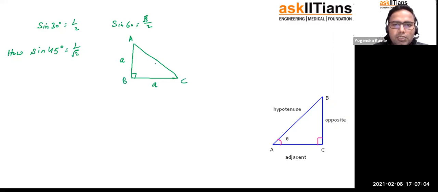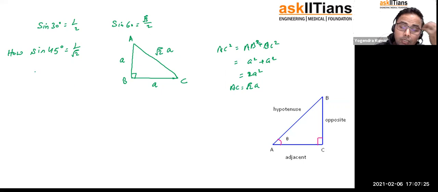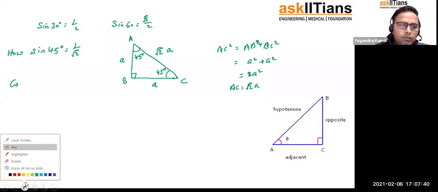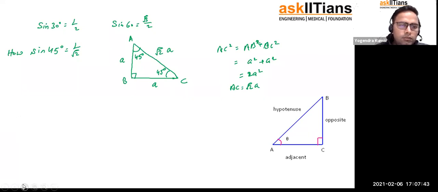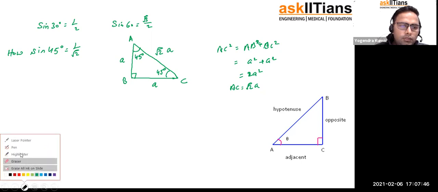Now can you tell me how much is AC going to be by Pythagoras? AC square is equal to AB square plus BC square, right? So it is A square plus A square, which is 2A square. So AC is root 2A. Now as it is an isosceles triangle, this angle is 45, this is also 45, right? Let me stick to sine values only first.